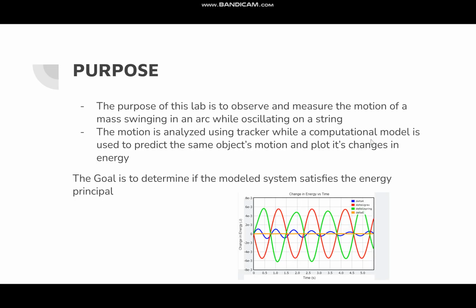The purpose of this lab is to observe and measure the motion of a mass swinging in an arc while oscillating on a string. The motion is analyzed using Tracker, while a computational model is used to predict the same object's motion and plot its changes in energy. The goal is to determine if the model system satisfies the energy principle, and there's a preview of my results in the bottom right there.